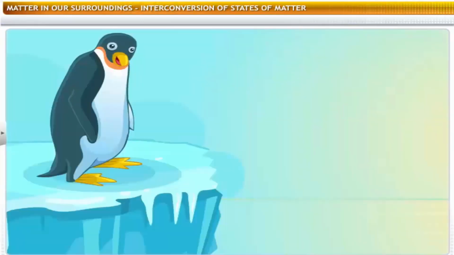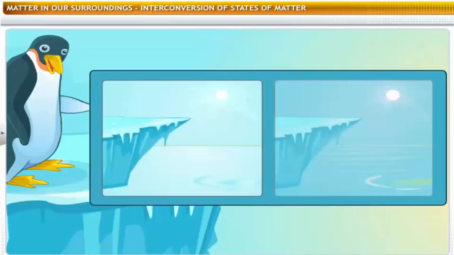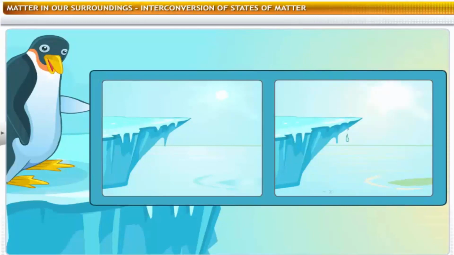It's a warm, sunny day. The icebergs have started to melt. Water becomes solid at very low temperatures. Ice melts and changes back to water when the temperature increases. This phenomenon of matter converting from one state to another is known as interconversion of the states of matter.